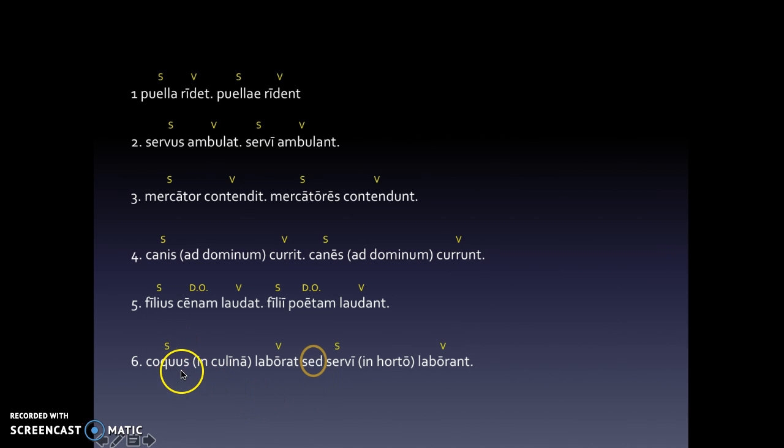Coquus, that's a singular nominative. I'm going to put an S over it because that's the subject. Laborat is a verb. It's singular. Singular subject, singular verb. Servi, nominative plural, so it's our subject. Laborant, plural verb, so I'm going to put a V over it. Plural subject, plural verb. So the cook works in the kitchen, but the slaves work in the garden.